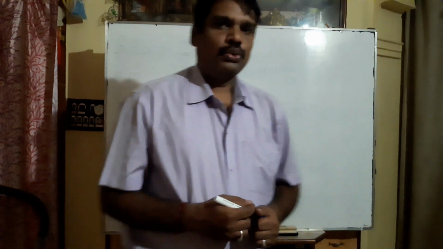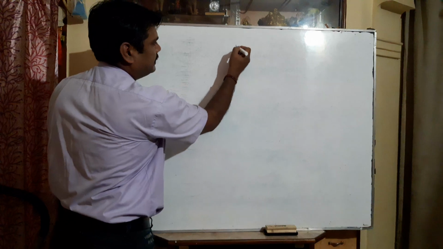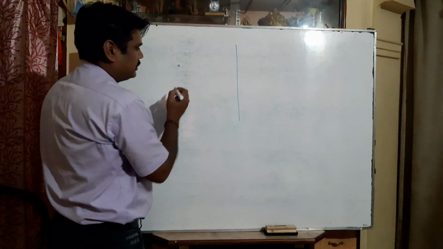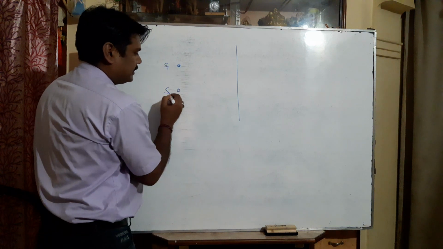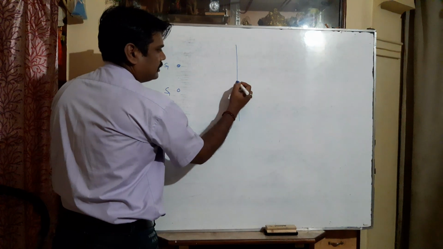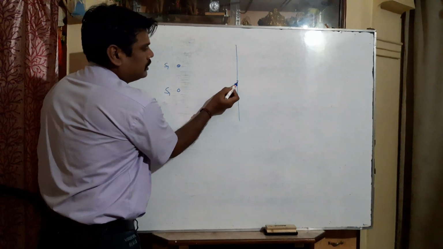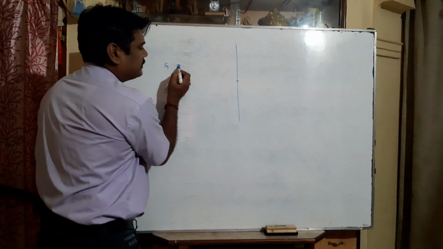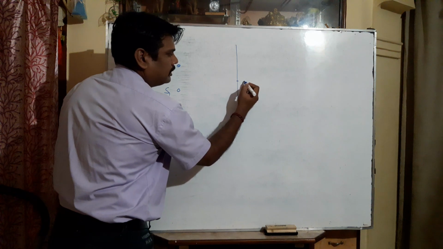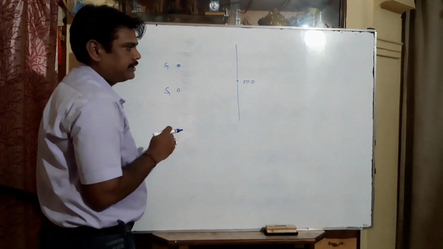To understand constructive and destructive interference, suppose this is a screen and these two are the point sources, say S1 and S2. So this is the exact midpoint. From the midpoint, if I consider a point on the screen that is exactly equidistant from both S1 and S2, here the value of n is equal to 0 because there is no phase difference.